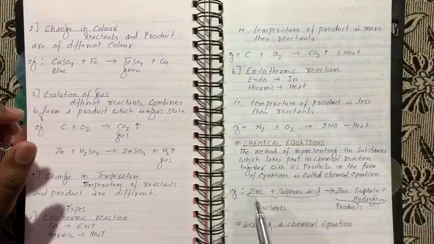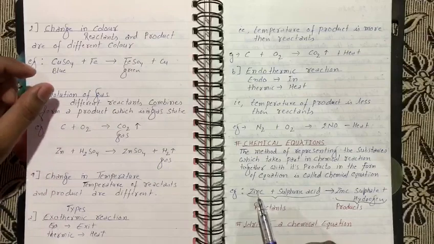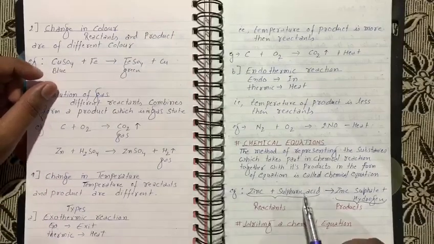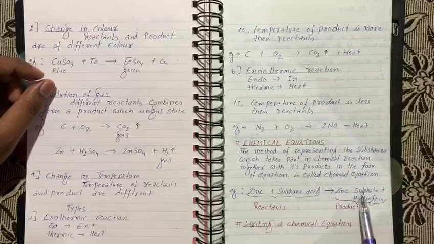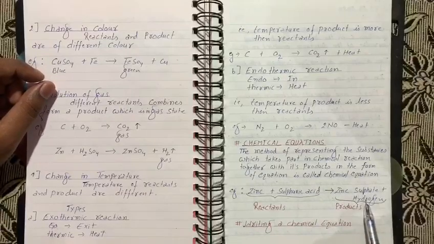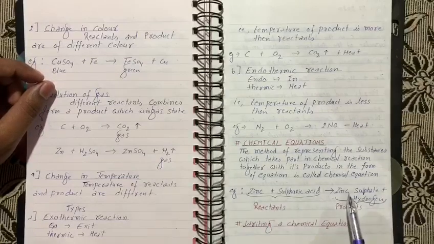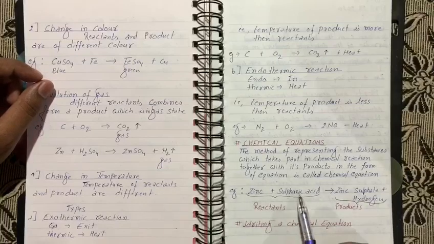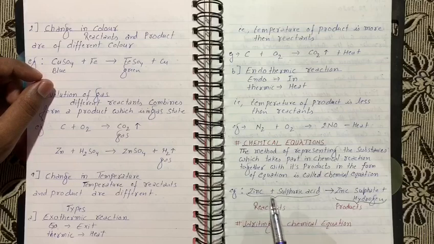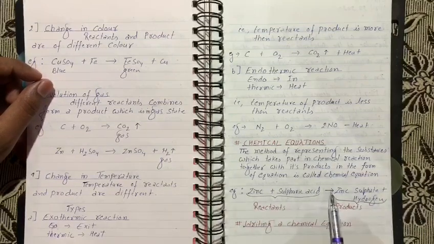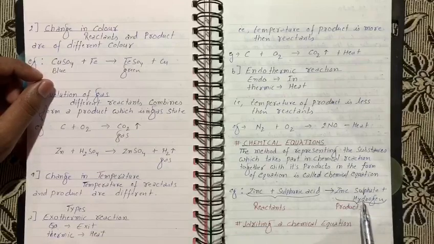For example, here I have just written: suppose when zinc is going to react with sulfuric acid, zinc sulfate and hydrogen gas are going to be obtained. Here zinc and sulfuric acid are called the reactants, and zinc sulfate and hydrogen are called the products. So when these two combine together, these two things are formed. This has been written in chemical equation form. This plus this, here the arrow simply means equal to. So this is called the chemical equation.